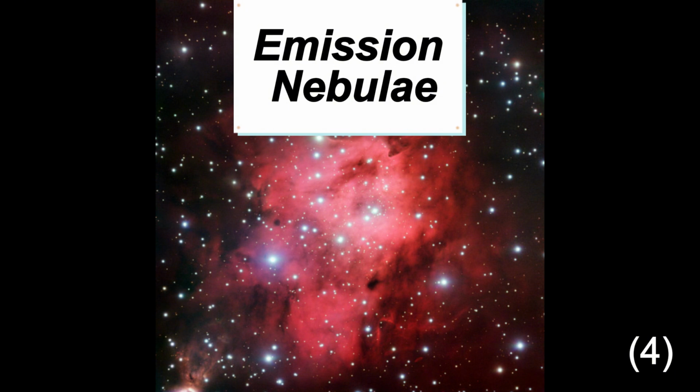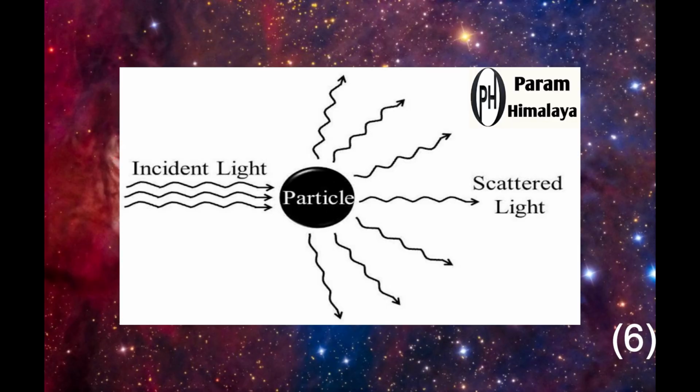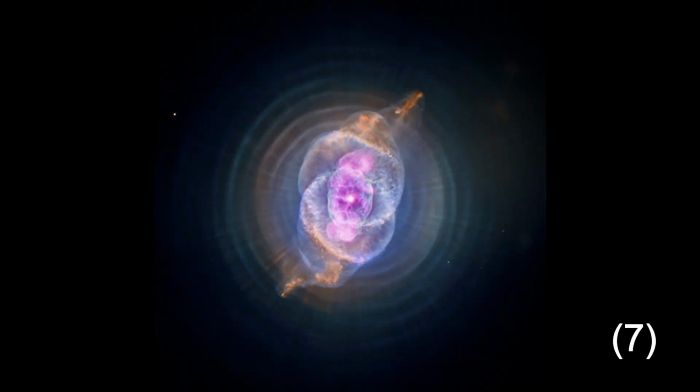Emission nebulae emit their own light. The ionized gas has high energy, allowing them to glow, the most famous one being the Orion Nebula. Reflection nebulae reflect the light from nearby stars. The stars nearby don't have enough energy to ionize the gas, but have enough to scatter the light throughout the nebulae.